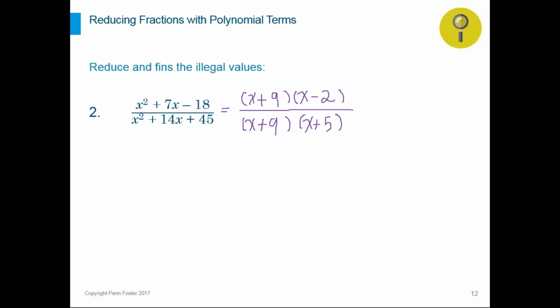Now I factored top and bottom. My job is to find the same factors that appear on the top and the bottom and cancel them out. So I see x plus 9 and x plus 9. So the reduced form is x minus 2 divided by x plus 5. Illegal values, look at the original denominator.